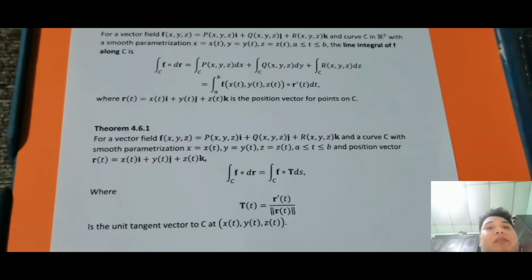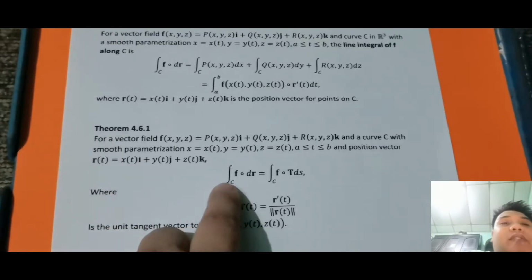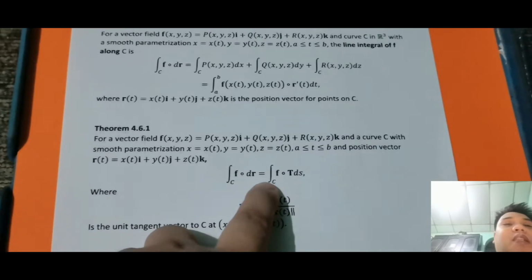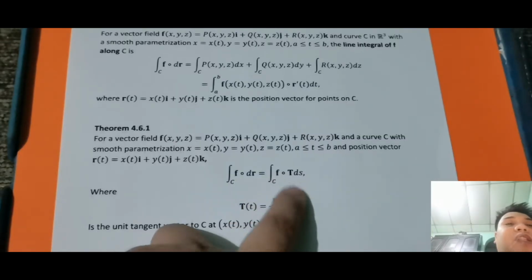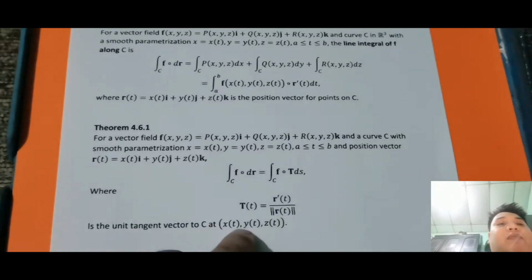Now, for a vector field F of x, y, z, P of x, y, z i, Q and so on, ayun na yun, definition, and the position vector, dyan na yan. So, pwede natin i-define na yung line integral ng F dot dr, or the vector field F dot product dr, is equal to the line integral along C of F dot T ds, where T is the unit tangent vector at C of x of t, y of t, and z of t.